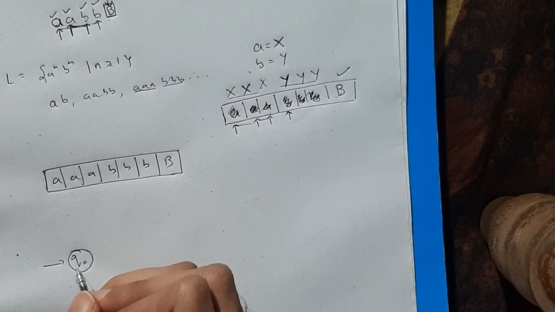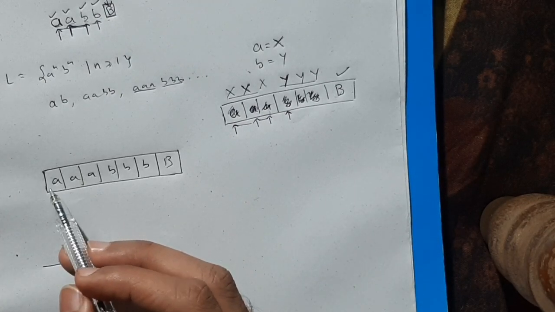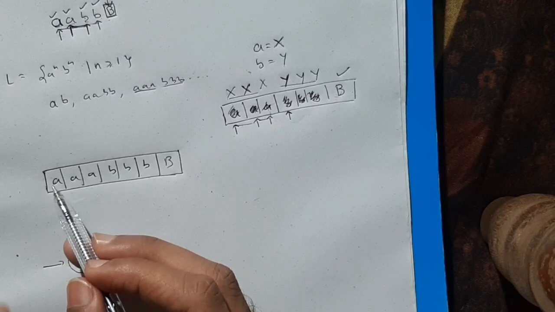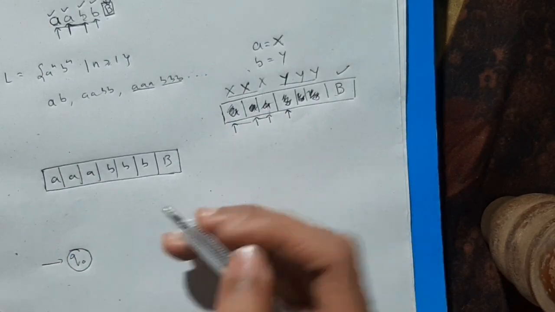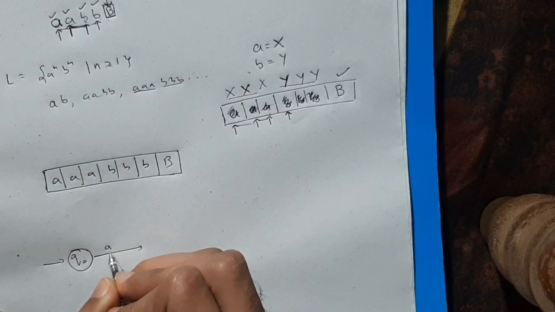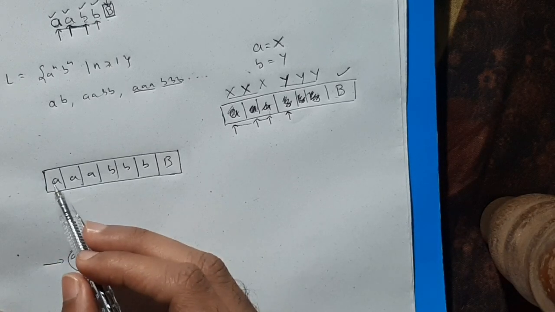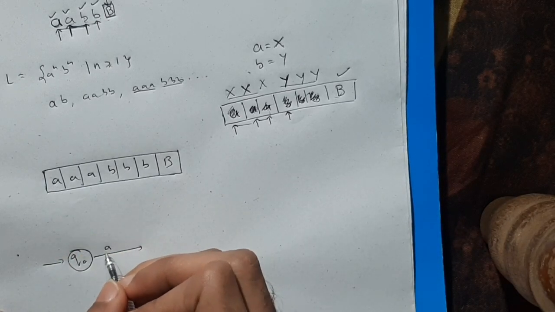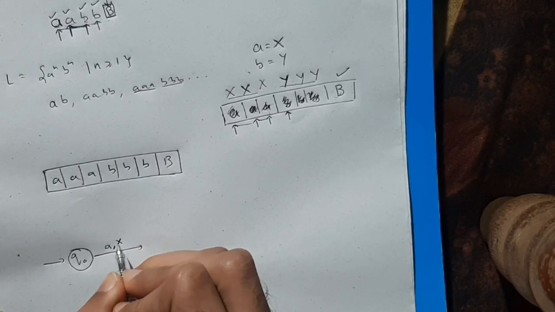Where are you starting from? You are starting from A, right? So whenever you encounter A, what I had told you to do, I had told you to put X there, right? So whenever you encounter A, you will mark it as X. What you are encountering, you will write that first. What you are encountering first, A, write A here. Whenever you encounter A, you have to mark it as X.